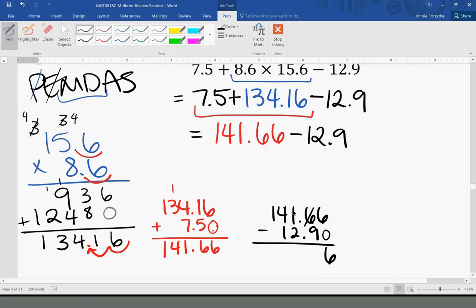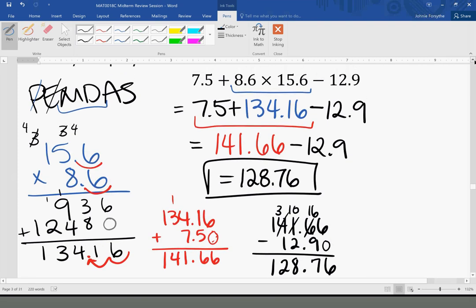6 minus 9, I'm going to borrow from this 1. 16 minus 9 is 7. I need to borrow from this 4. 10 minus 2 is 8. Don't forget to drop that decimal. 3 minus 1 is 2. And then bring down that 1. So our final answer is going to be 128.76.